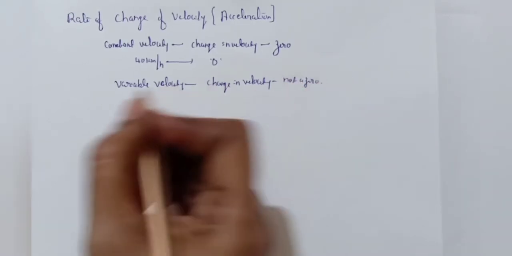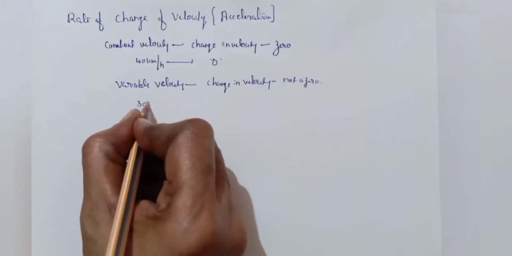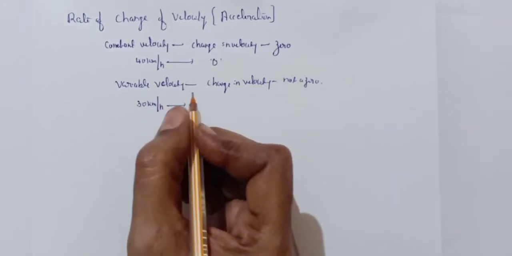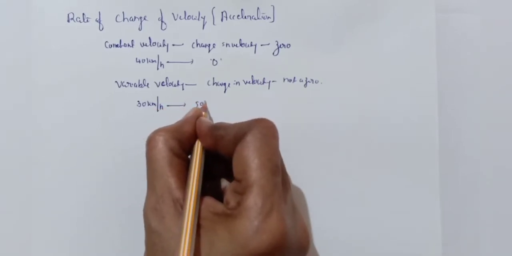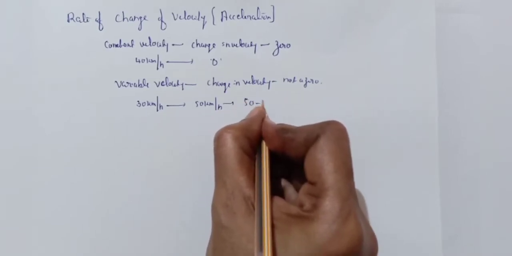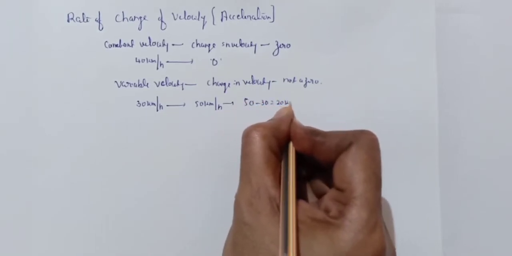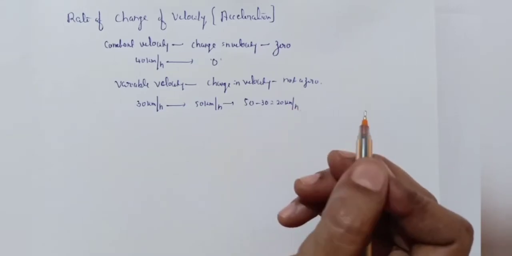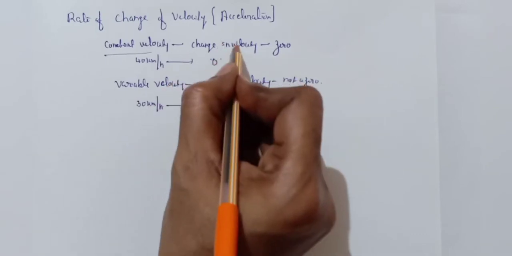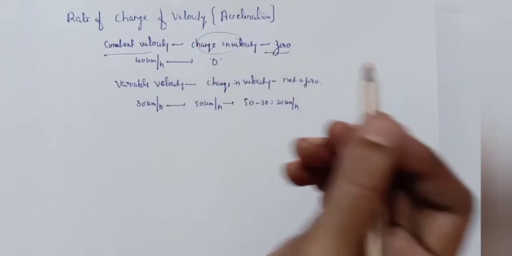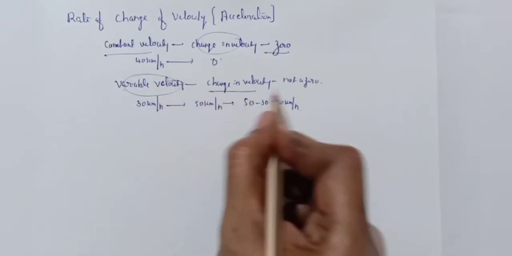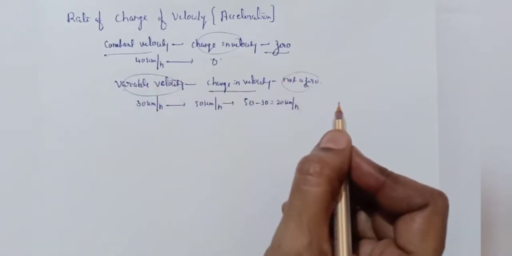It means, suppose if an object is moving with 30 km per hour speed initially, and then its velocity increases to 50 km per hour, then the change in velocity is 50 minus 30, that is 20 km per hour. So it means if an object is moving with a constant velocity, then the change in velocity is 0. And if an object is moving with a variable velocity, then the change in velocity is not 0.